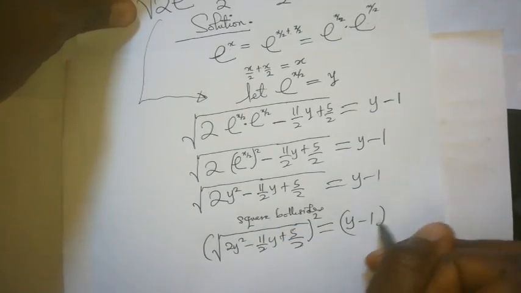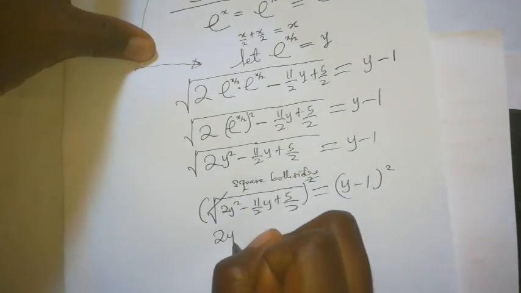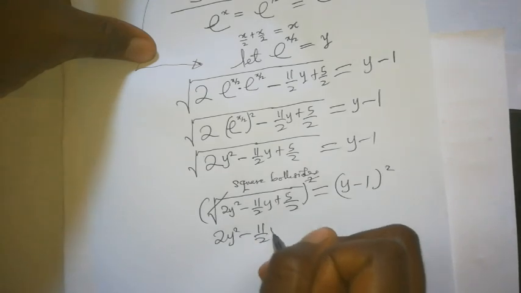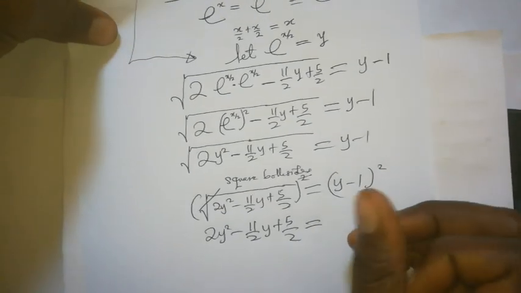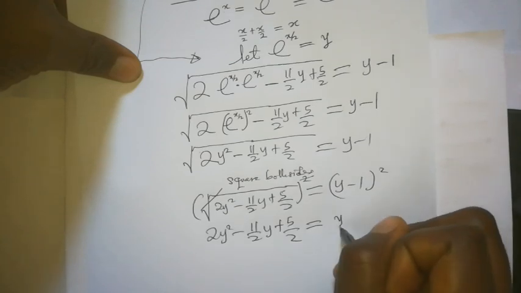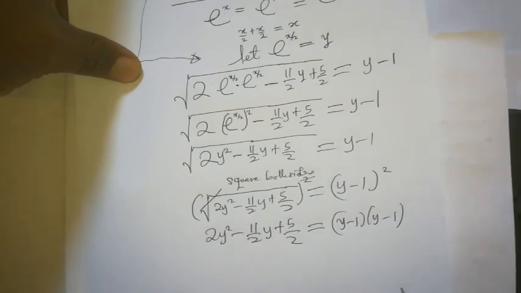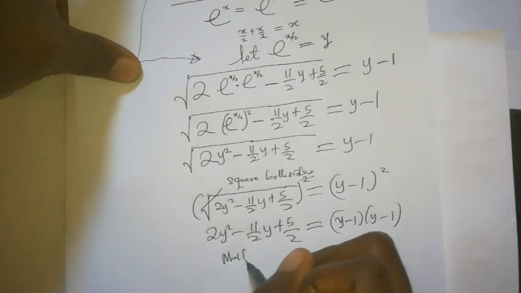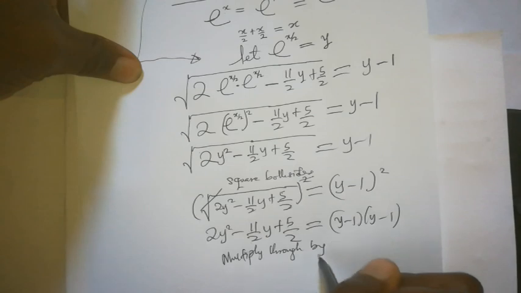This is squared and this one is also squared, so these two will cancel the square root, so we are left with 2y square minus 11 all over 2y plus 5 all over 2 is equal to y minus 1 bracket y minus 1. Again, since it's 2, you get it? So you see, let's try and do away with the denominator, and the denominator is 2, so let's multiply through by 2. You get it?